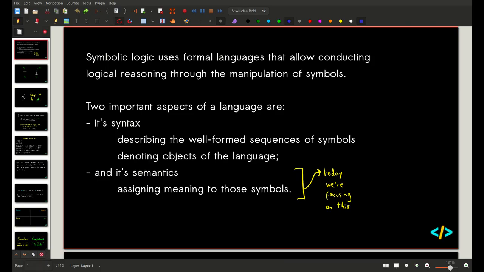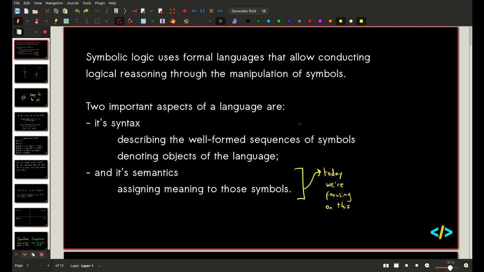So the plan for today is to look at propositional logic, primarily with semantics. We already had a session looking at the syntax, so today we're going to be focusing on the semantics. Just a quick recap on the difference between syntax and semantics.